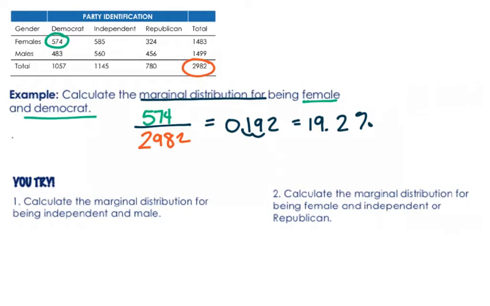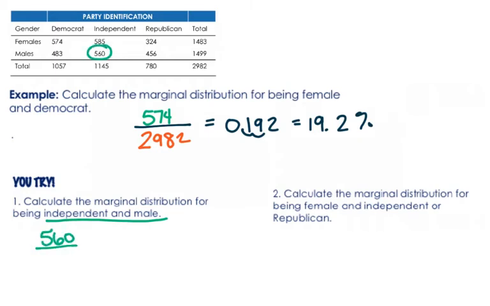So now what I want you to try is number 1. Calculate the marginal distribution for being independent and male. Try that in 1, 2, 3. Okay. So independent and male is right here, 560. I'm going to divide that by the total. I put that in my calculator, I get 0.188. If I convert that to percentage, I get 18.8%. Okay, so if you did that, that's good.